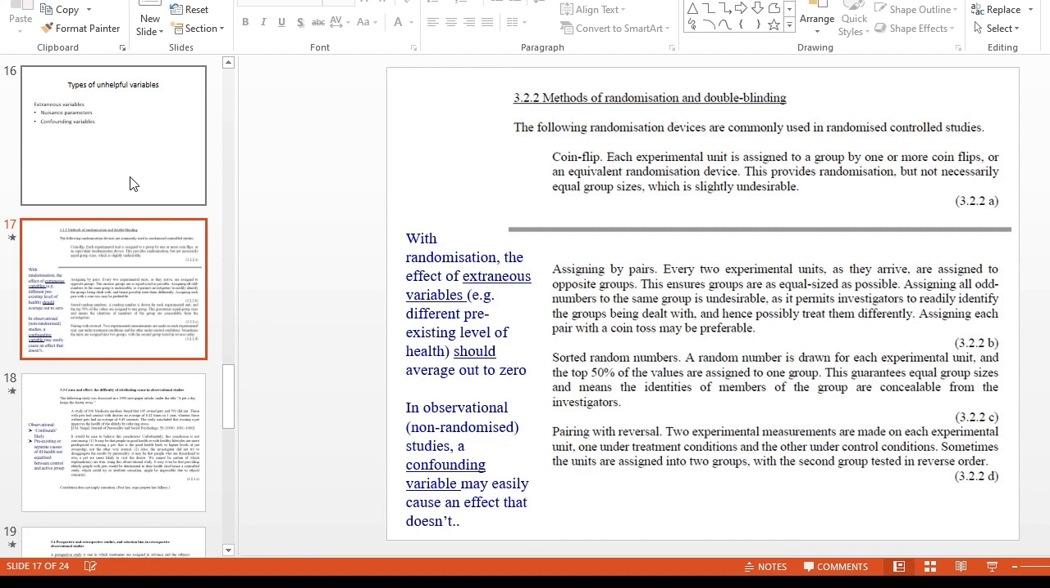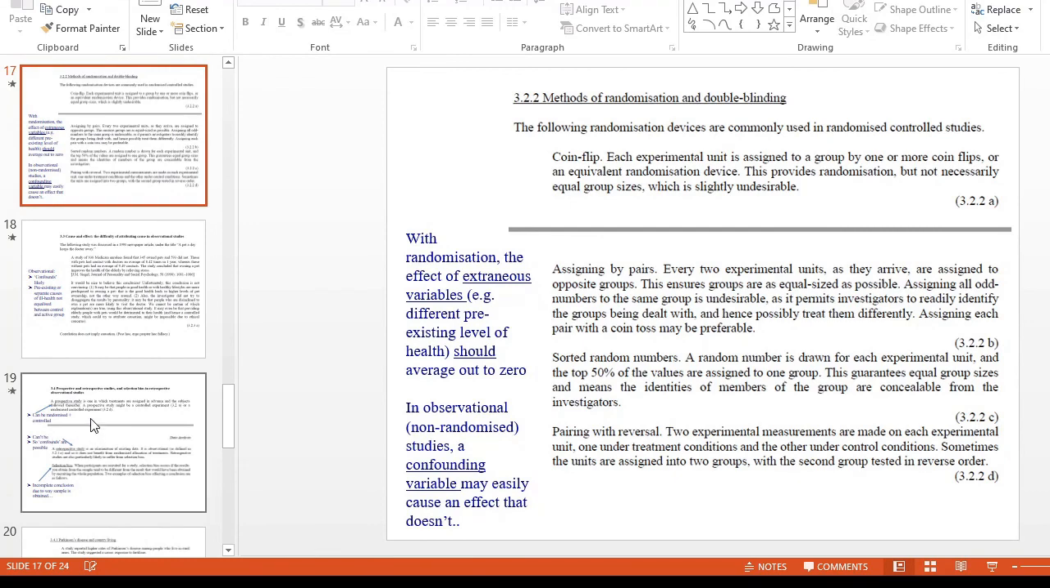The point is, with randomization, the effect of all extraneous variables, for example, pre-existing levels of health, or in an industrial case, the quality of a component, should average out to 0. The extraneous variables should average out to be the same in your control group and your treatment group. If you have observational studies that are not randomized, it's very likely a confounding variable exists that causes an effect that doesn't average out to be the same in your control group and your treatment group.